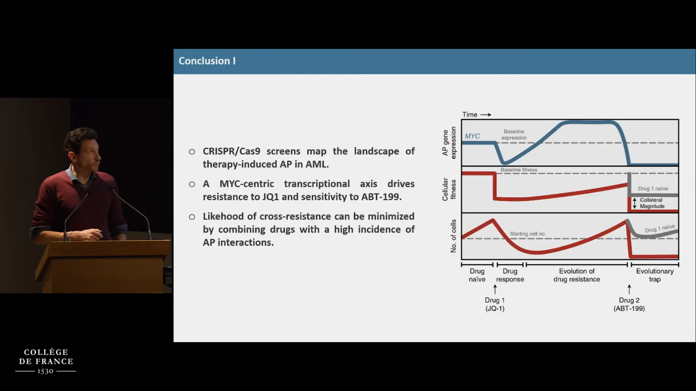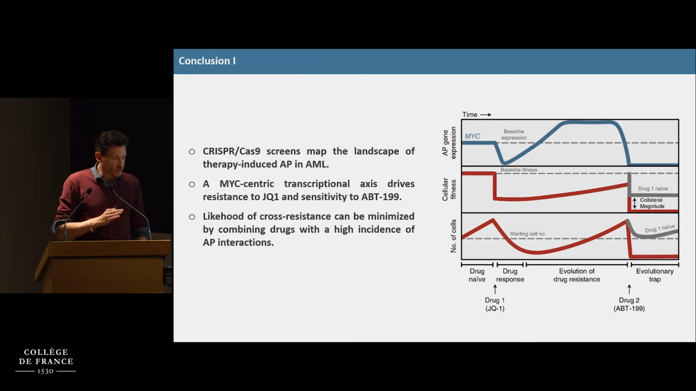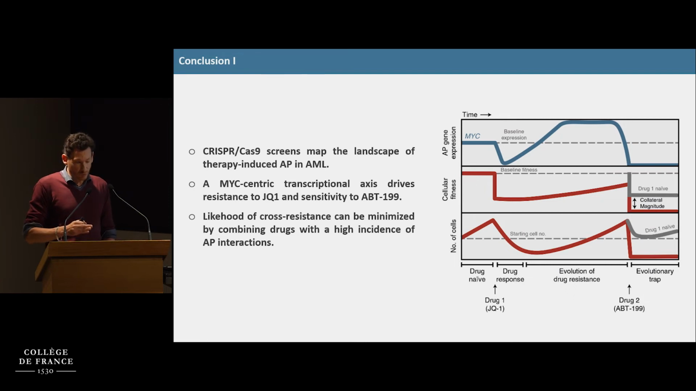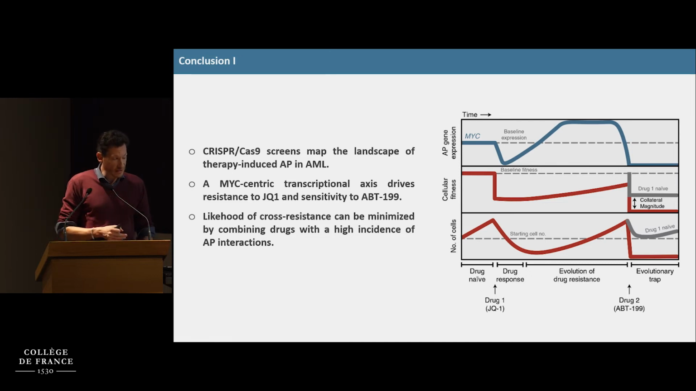So in conclusion of this first part, we found that we could build an empirical and conceptual framework using CRISPR-Cas9 screens to build a rich landscape of therapy-induced AP in AML. We found here a particular example of a MYC-centric transcriptional axis that could be responsible for resistance to JQ1 and hypersensitivity to ABT-199. And finally, this idea led us to design a new combination regimen based on sequential use of 2 different treatments to maximize the effect of the therapy in mice.